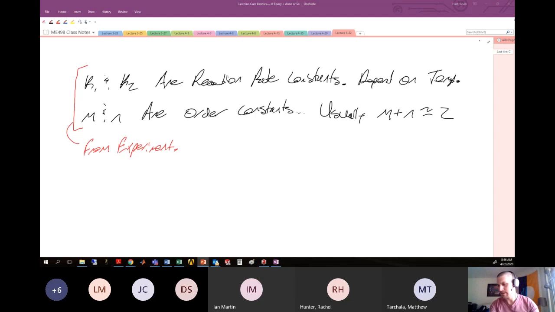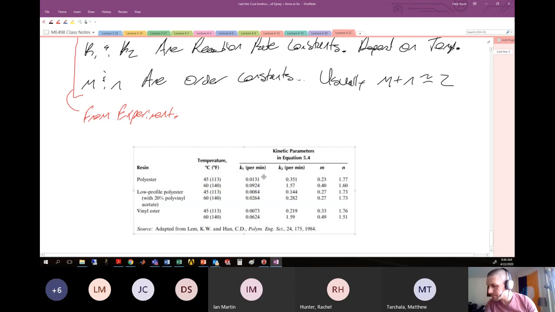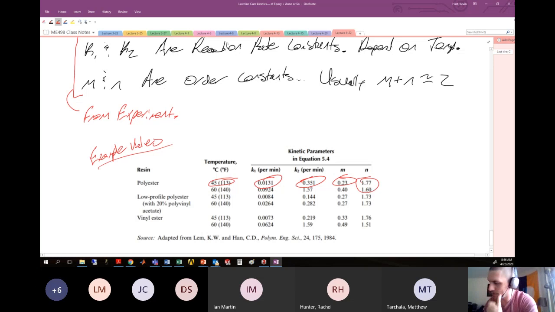Here are some various values that you might anticipate. So, for instance, at a temperature of 45 degrees, here's K1, here's K2, here's m, here's n. You see that m plus n is equal to 2 in this situation. At a higher temperature, we have different values of K1, K2, m, and n for the same exact resin system. These are different resin types, and so on and so forth. So you get a general idea that people have investigated these epoxies over time and have come up with these models for how their rate of reaction proceeds.